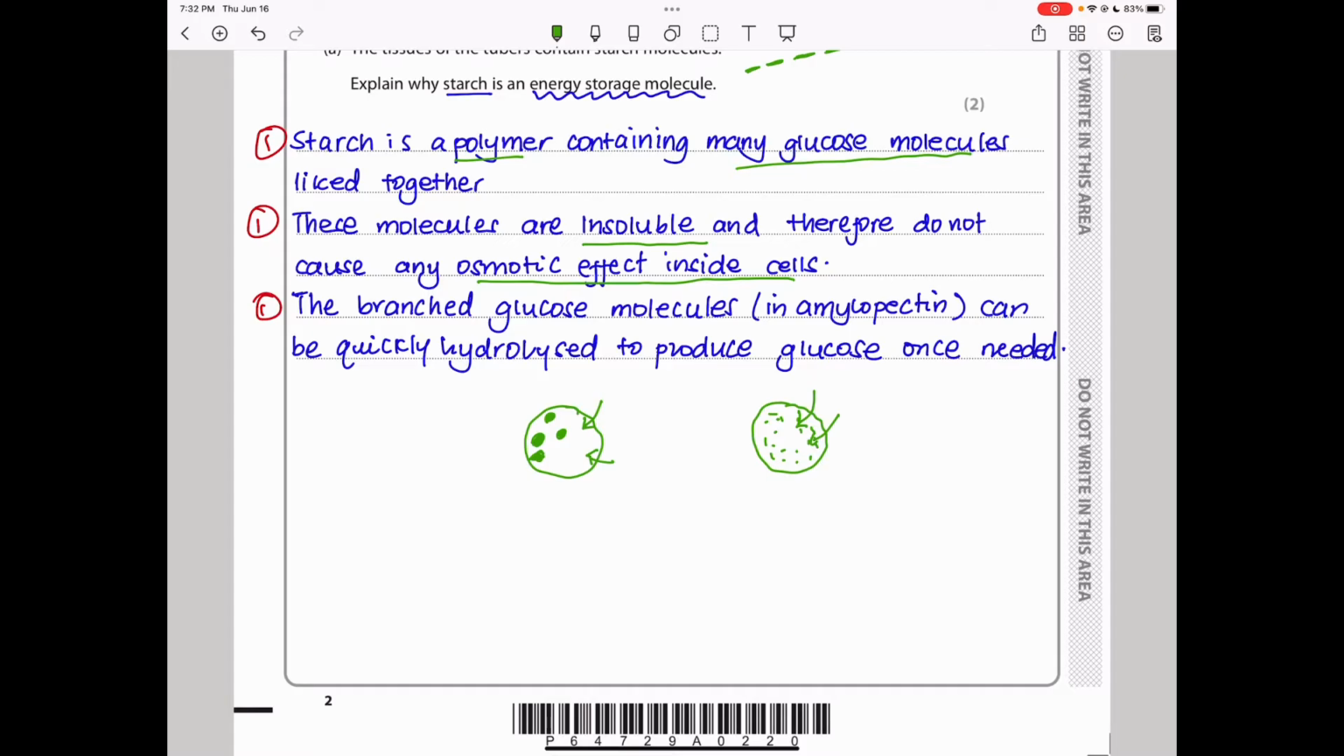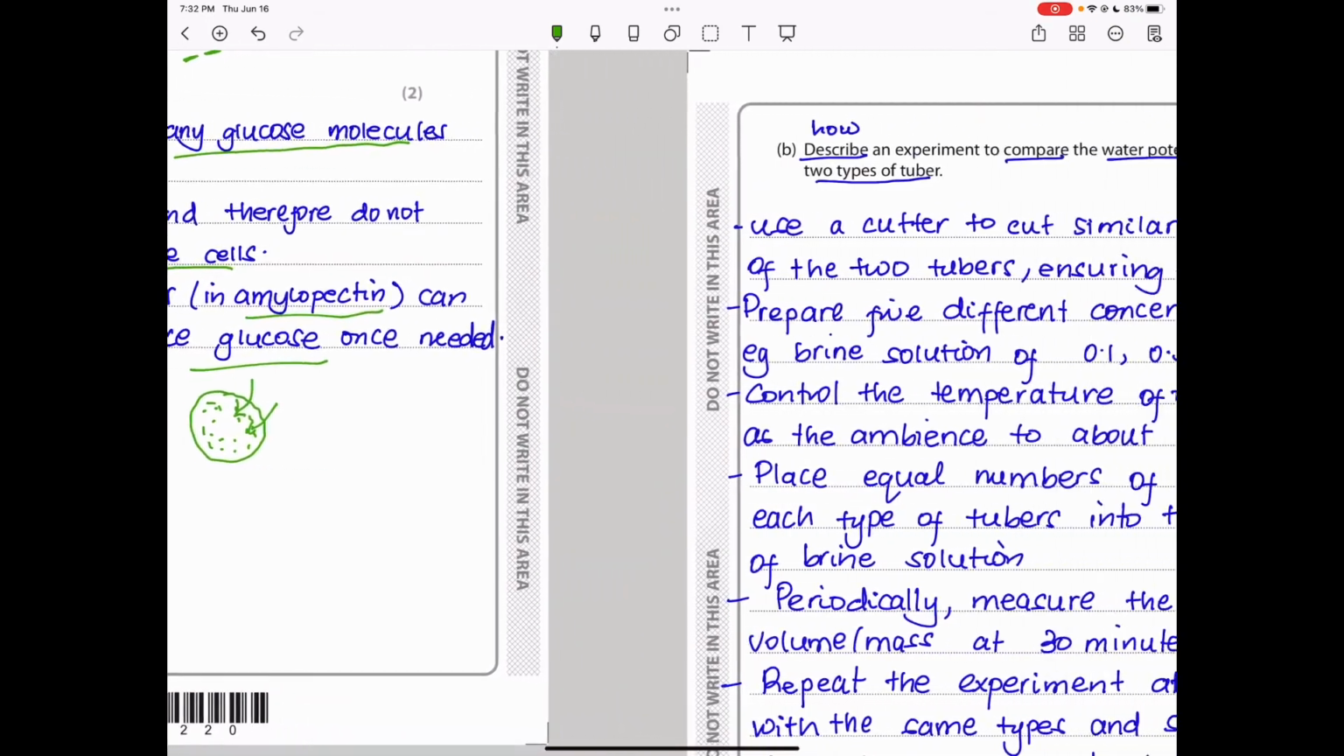So the next part is the branched glucose molecule in amylopectin. So as I said, starch is made up of two molecules. There is one that is called amylopectin and the other is amylose. The amylopectin has branching glucose molecules that can be easily hydrolyzed in order to provide glucose once needed for respiration or as an immediate source of energy. So that is why it's a good storage molecule.